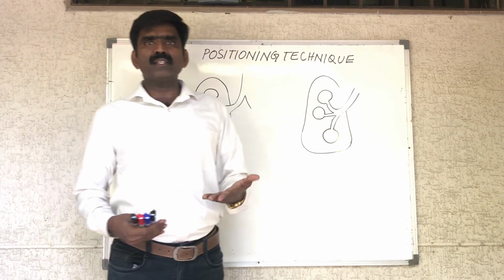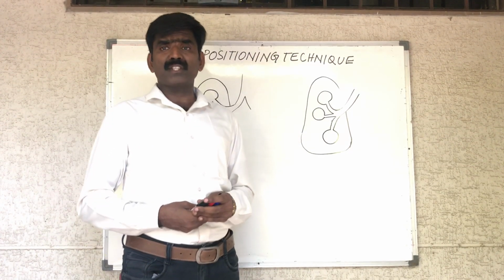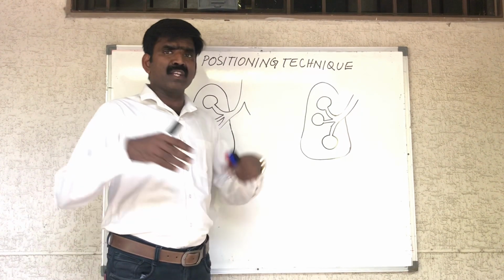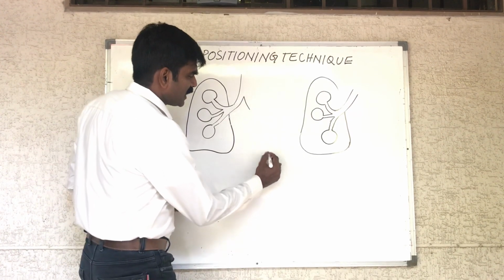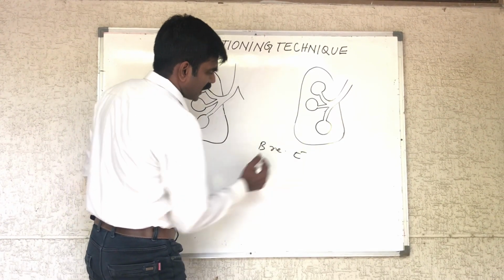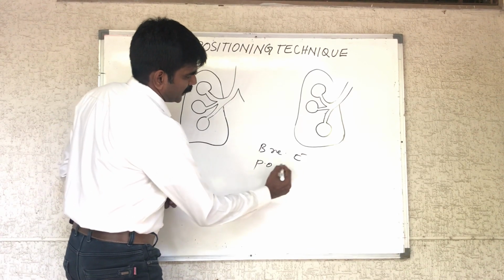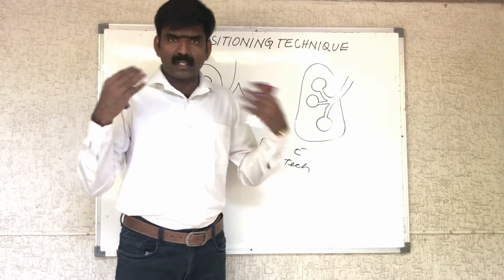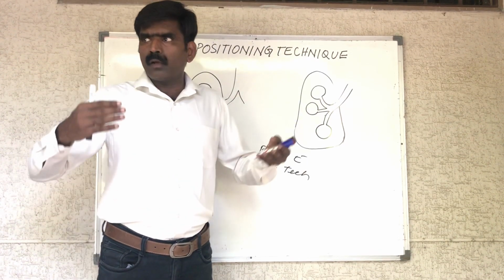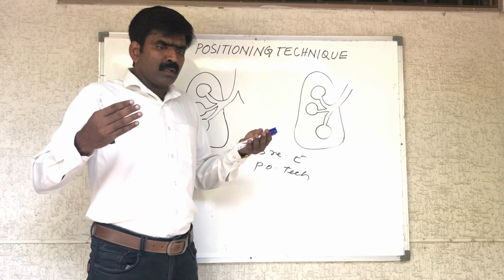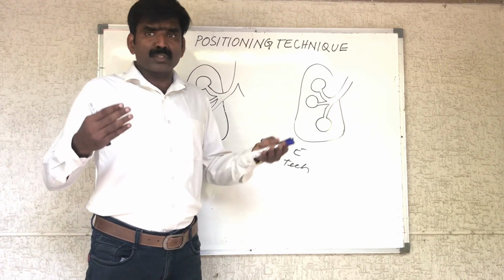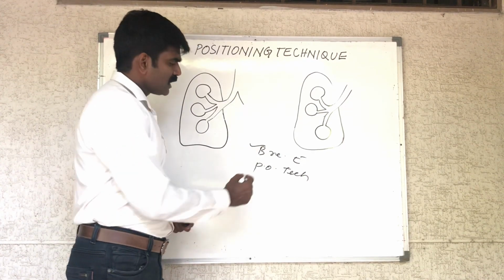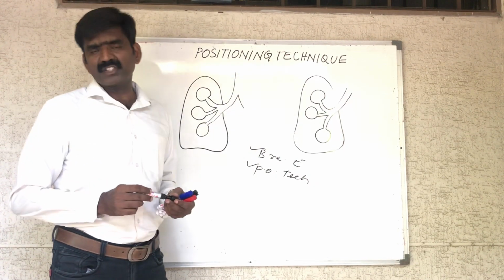And if you want to increase the ventilation, then you will be teaching breathing. There are two main techniques which will increase the ventilation. One is breathing exercise, and second is positioning technique. Again, I'll repeat. If you want to increase the ventilation, or if you want to correct the ventilation perfusion mismatch, then there are two techniques. One is breathing exercise, and the other is positioning technique.